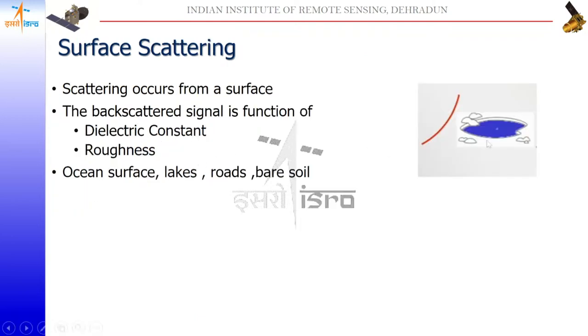Like lakes, where the surface is very smooth, the backscatter is low. This exhibits surface scattering. Surface scattering occurs from the surface, like the ocean surface, lakes, roads and bare surface. So one type of scattering is called surface scattering.